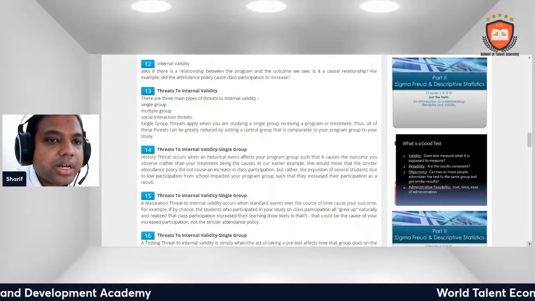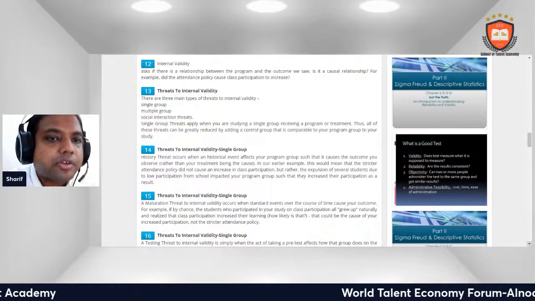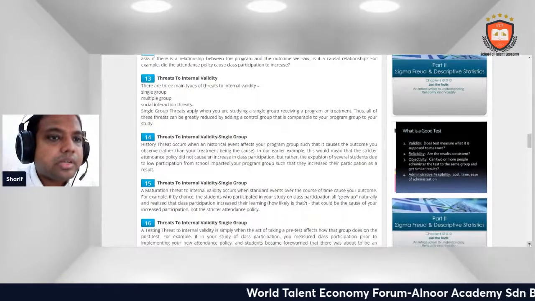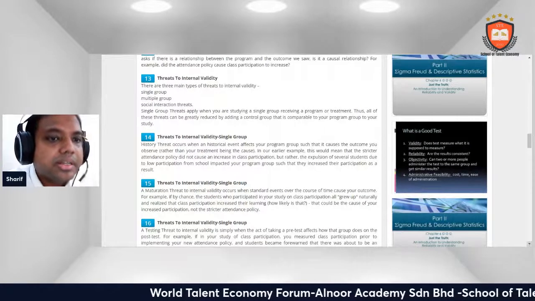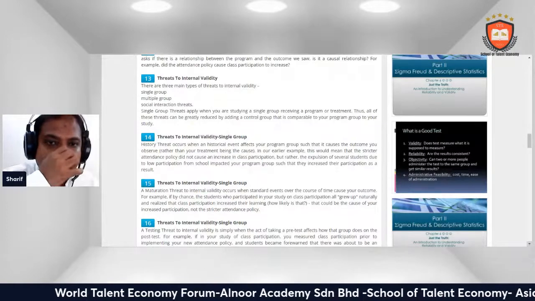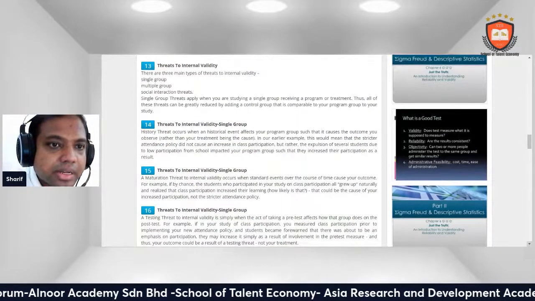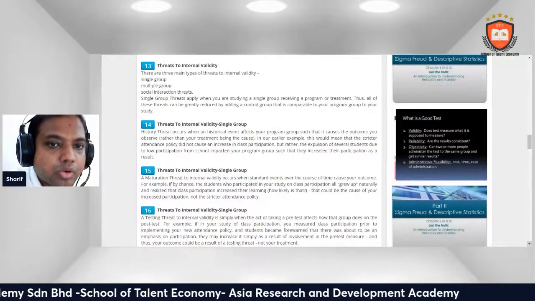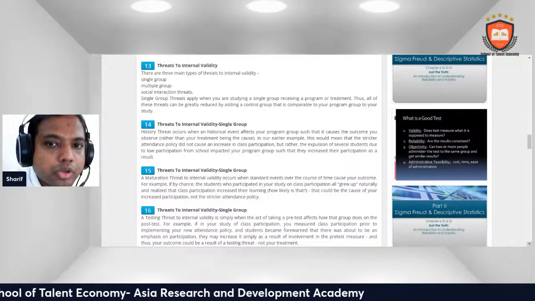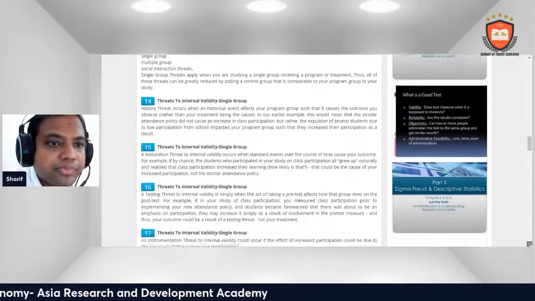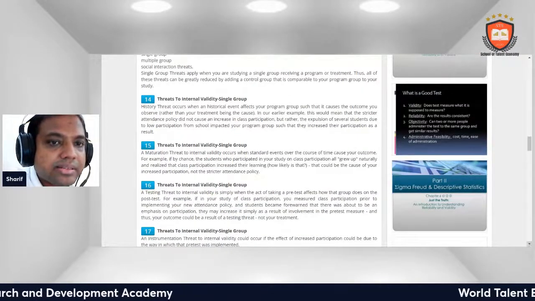Threats to internal validity: there are three main types of threats to internal validity: single group, multiple group, and social interaction threats. Single group threats apply when you are studying a single group receiving a program or treatment. Thus all of these threats can be greatly reduced by adding a control group that is comparable to your program group to your study.